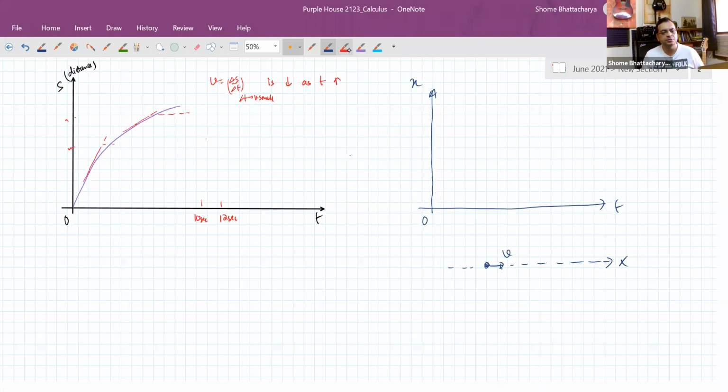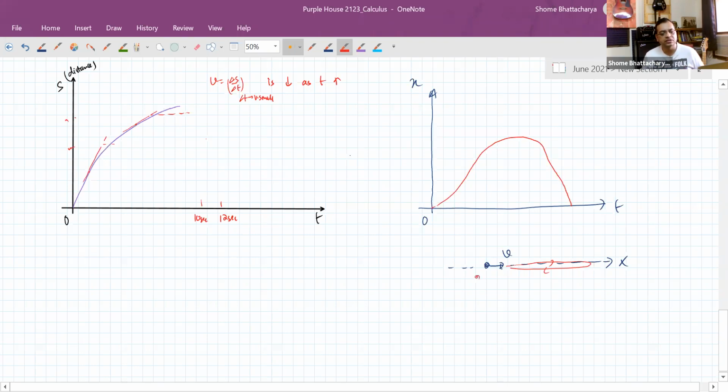Now it can so happen that the particle started going like this, but after some time turned back and came like this. So it is very much possible that with time, my x coordinate is first increasing, then decreasing, and then coming back to, so now suppose x is back to 0. That means it went to some maximum displacement and then came back to where it started from. So this is possible in this case.